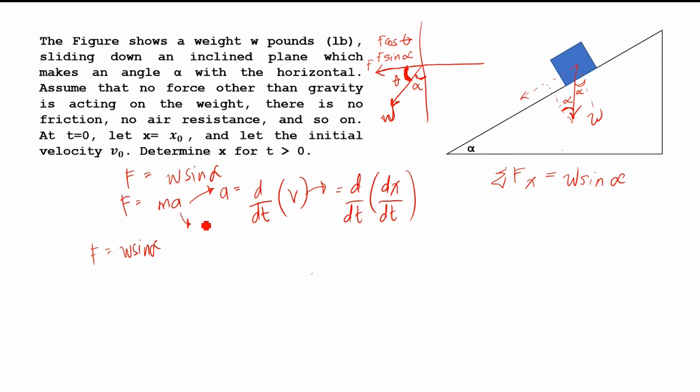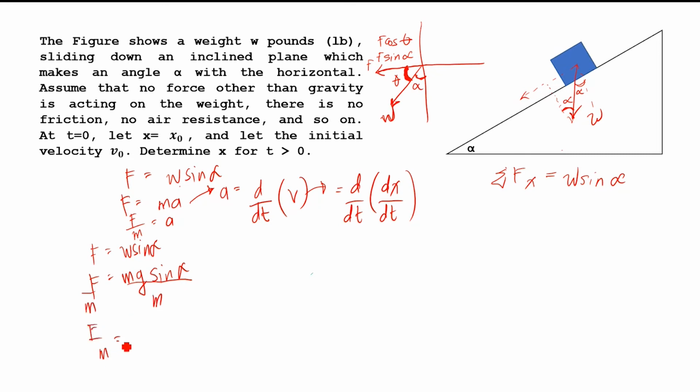We have F, and this acceleration is just F equal to the mass, sorry, F equal to mg, so mass times gravity times sine theta. From here, F over m is equal to the acceleration.